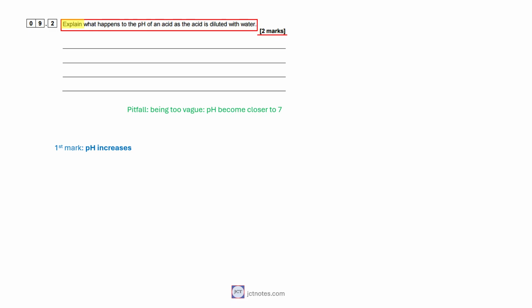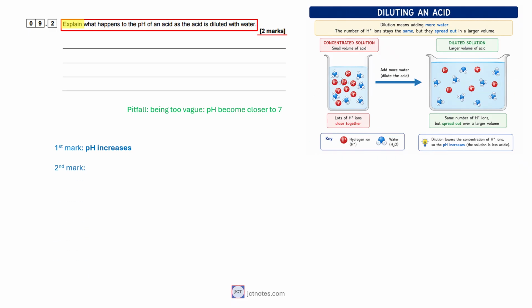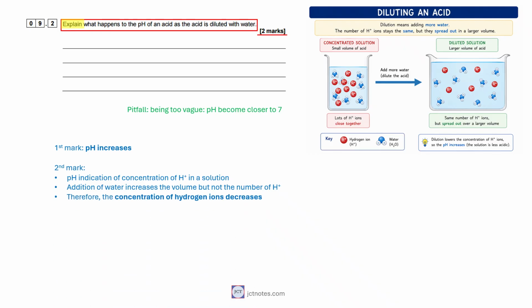Now for our second mark, the why. Why does the pH go up? The scale of pH is a direct measure of how concentrated the hydrogen ions are in a solution. When you add water to the acid, you are increasing the volume of the liquid without adding any more acid particles. As a result, the concentration of hydrogen ions decreases. This decrease in hydrogen ion concentration is exactly why the solution becomes less acidic, pushing the pH upward.